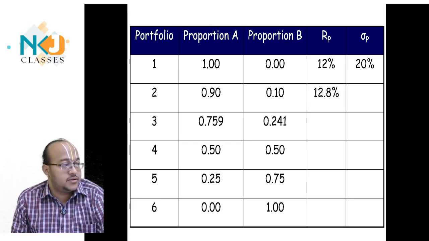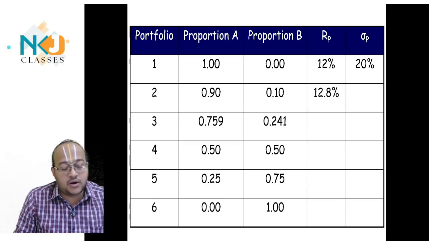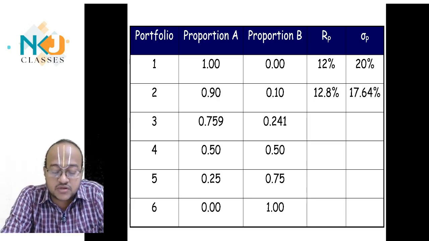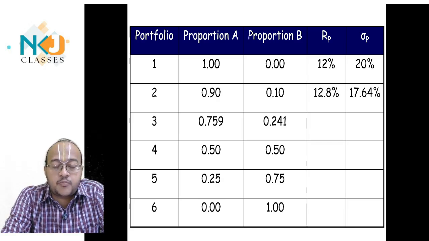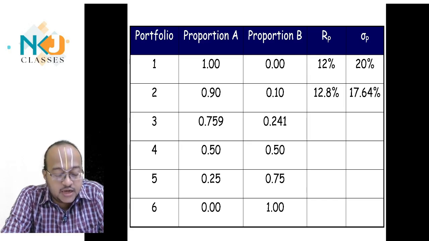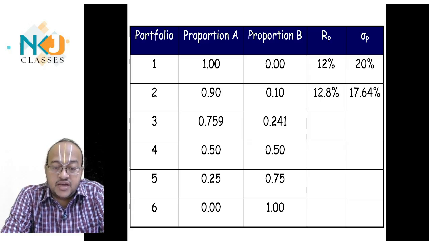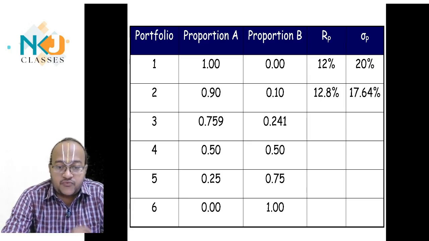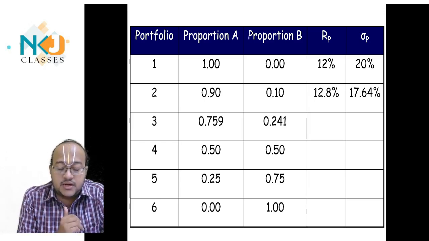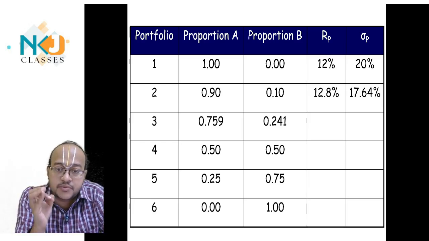Correct? Shall I proceed? Yes, sir. And how to find 17.64? What is 17.64? The risk of the portfolio. If our portfolio consists of 90% of security A and 10% of security B, then we have correlation also, in the portfolio formula. How do I arrive at 17.64? First you need to understand how to get 12.8%. Have you all understood how I got 12.8%?